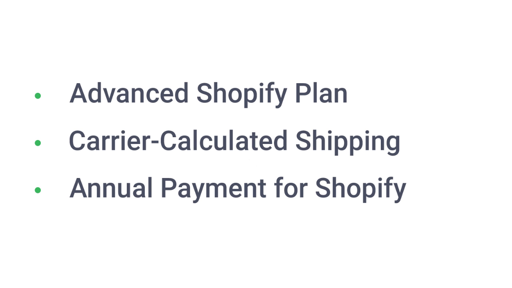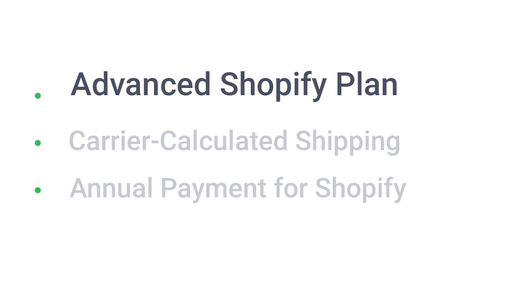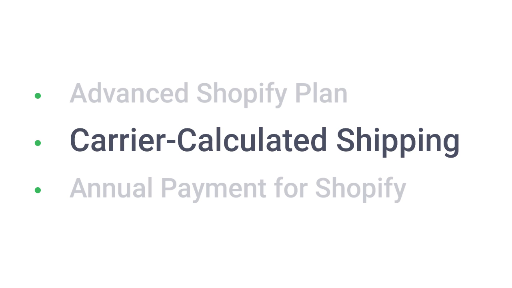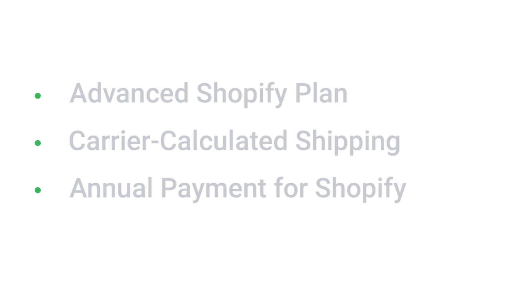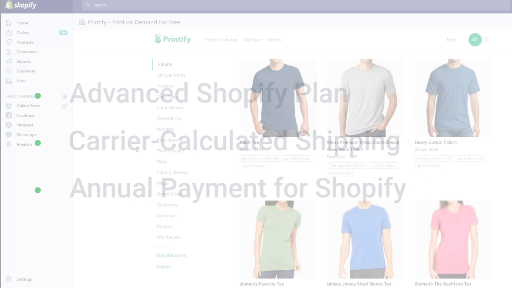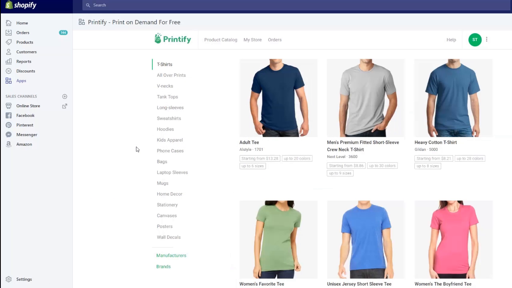You can enable the Printify Shipping Calculator with the Advanced Shopify Plan or Carrier Calculated Shipping. Contact Shopify's guru to set this up. It costs $20 per month. If you set up annual payment for Shopify, carrier calculated shipping is then free. Here's how to set up the calculator.